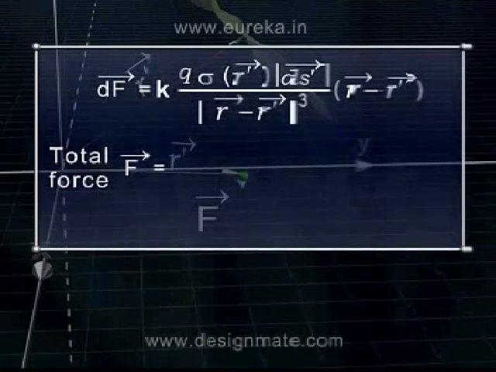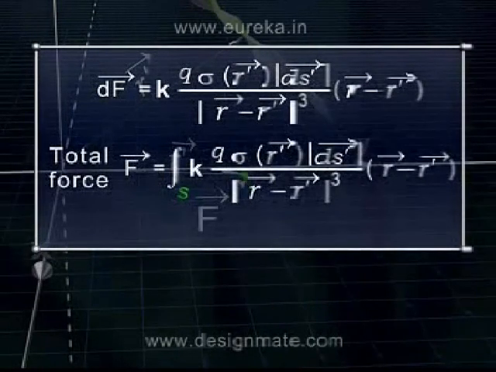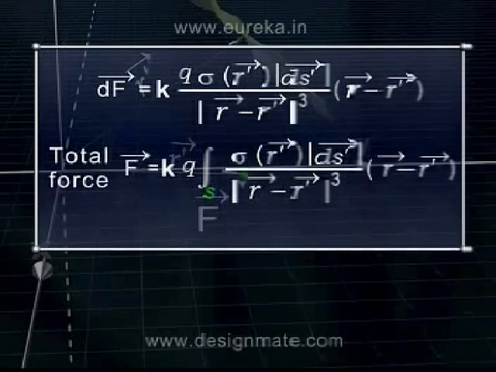Therefore, vector F is equal to kq into integral over S of sigma of vector r' into modulus of vector ds' upon modulus of vector r minus vector r' cube into vector r minus vector r'.